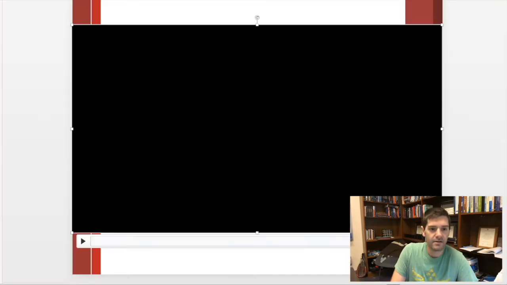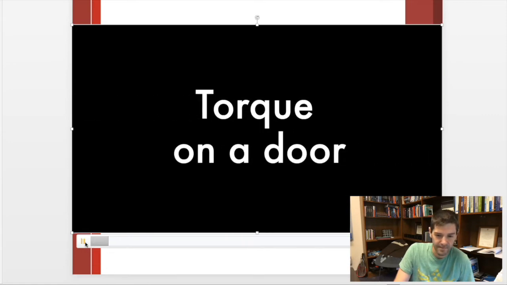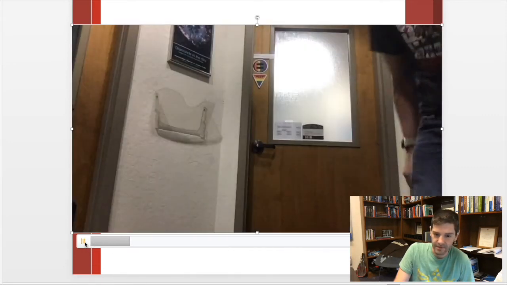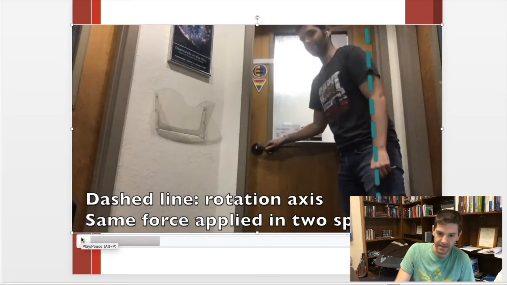And I have a video that makes that a little clearer about why where you apply the force matters. So I made this yesterday. The idea here is that I went outside my office, closed my door. In the door, you can see there's the door handle here, which means the door is attached to the wall over here. This dashed line represents where the hinges are. That is where the door is allowed to rotate from.